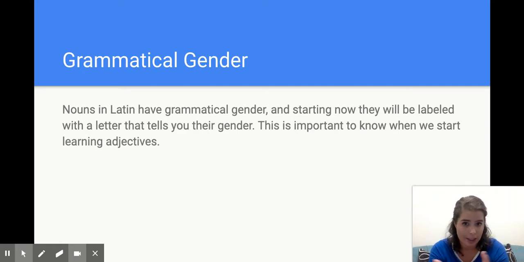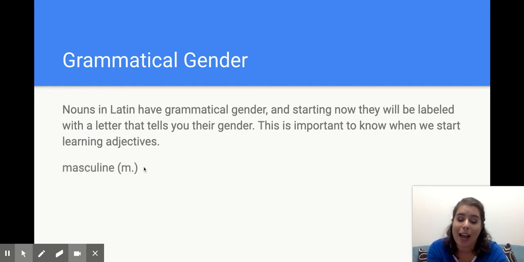And starting at this point, we will be learning the grammatical gender of nouns because this becomes very important once we start learning adjectives, which we'll be learning soon. Adjectives have to match the nouns they're describing with the grammatical gender. So this becomes really, really important, and it's a piece of grammar that you get to learn starting now. So when I give you a noun in Latin, I will also include a letter next to it that will tell you the noun's grammatical gender.